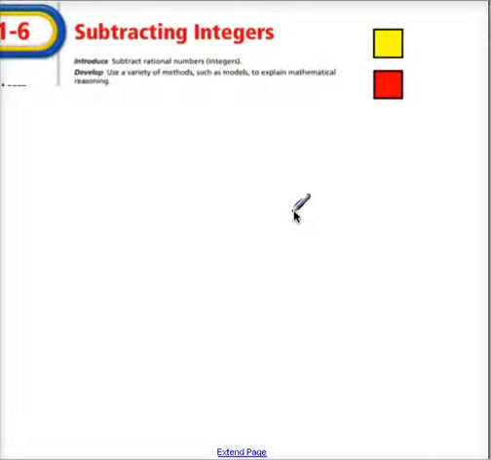Lesson 1-6, Subtracting Integers. In our last lesson, we learned how to add integers and how important it was to pay close attention to positives and negatives and how many of each sign. Subtracting integers also has a rule and can also be modeled with algebra tiles, our positive and our negative units.